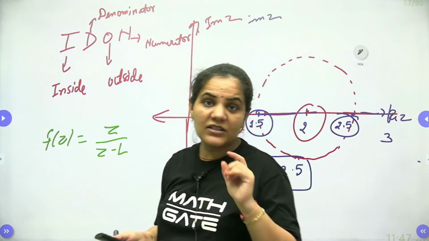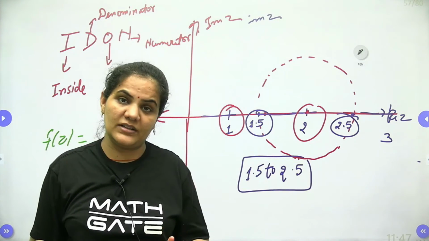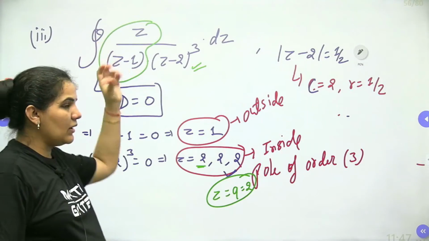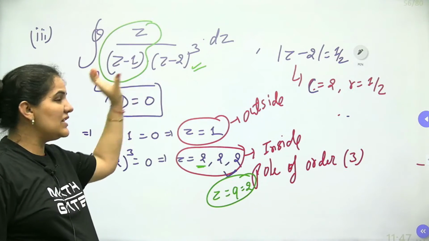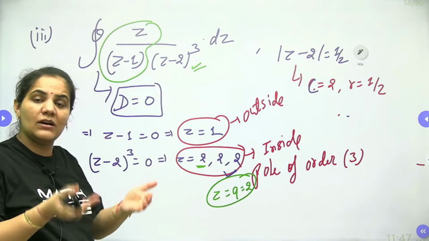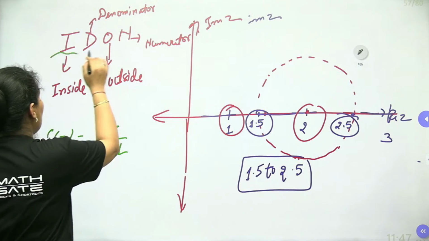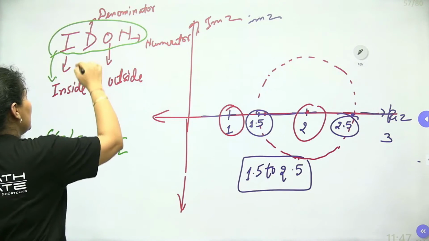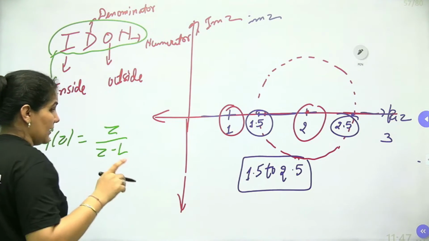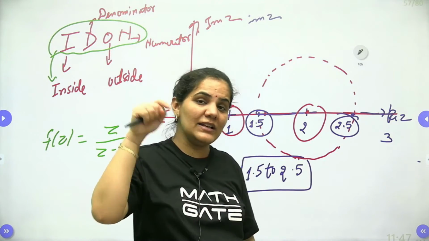Is it clear, guys? This is a very important thing, because if you miss the concept, you will definitely get the wrong answer. Let me repeat one more time. Whenever we have two poles, and one pole is inside the closed curve and the second one is outside the closed curve, we always remember the technique called IDON. I denotes inside, D denotes denominator, O denotes outside, and N denotes numerator. Means the pole which is inside the closed curve will be in the denominator.